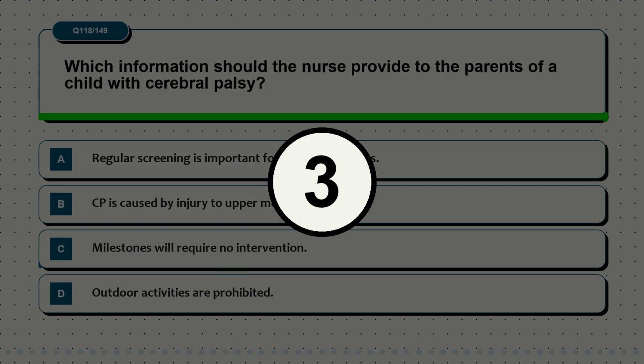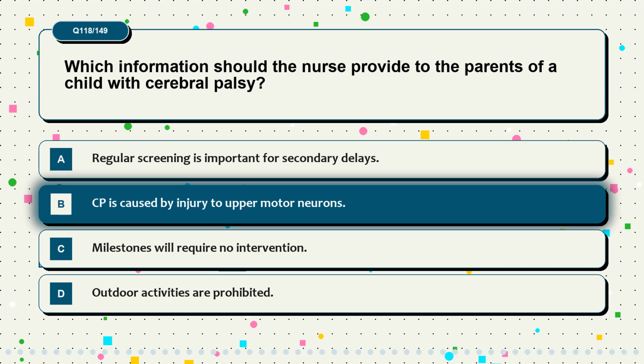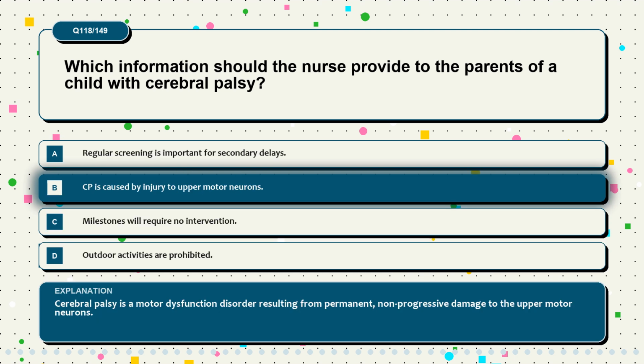The correct answer is option B. CP is caused by injury to upper motor neurons. Cerebral palsy is a motor dysfunction disorder resulting from permanent, non-progressive damage to the upper motor neurons.